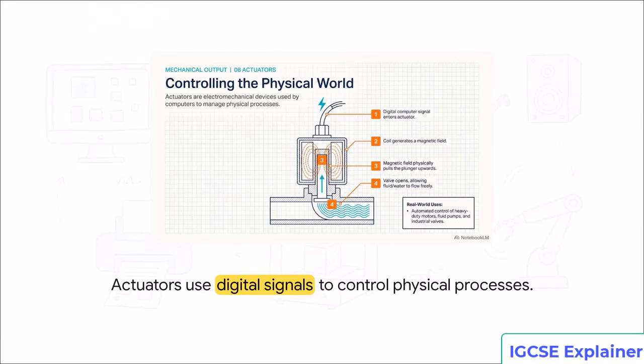Actuators are these electromechanical devices that simply make things move. Let's look at the solenoid example here. Step 1, a digital computer signal enters the actuator. Step 2, the coil generates a magnetic field. Step 3, that field physically pulls the plunger upwards. And step 4, that mechanical movement opens a valve, allowing fluid to flow. This exact sequence is how digital signals automate heavy-duty motors, pumps, and massive industrial valves.